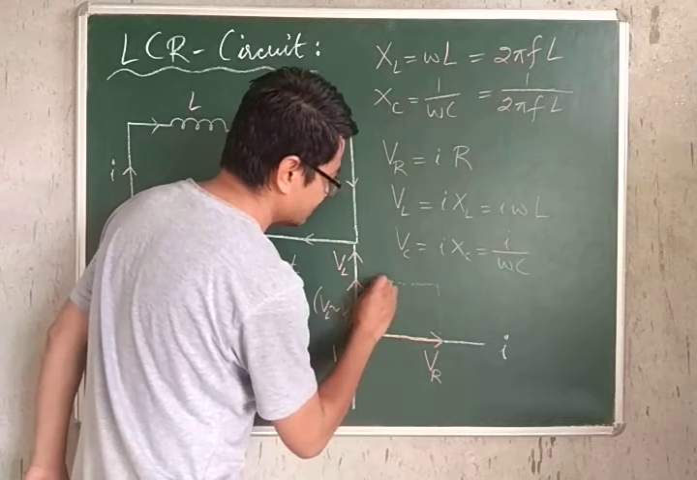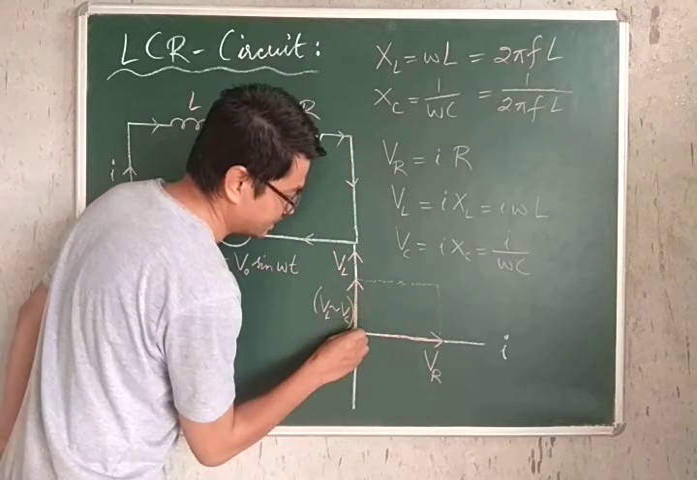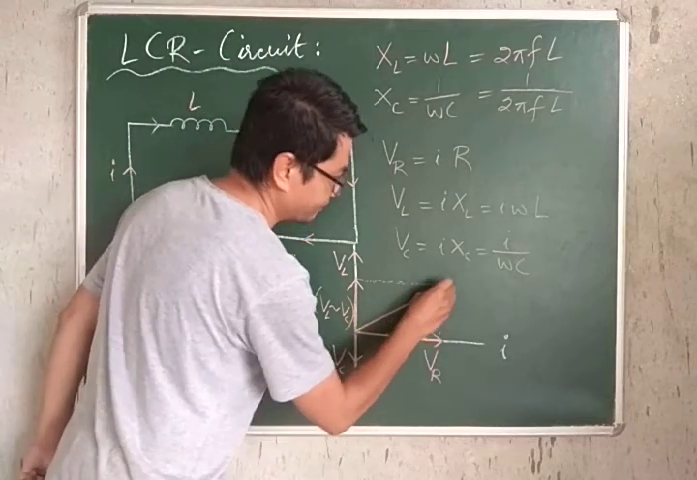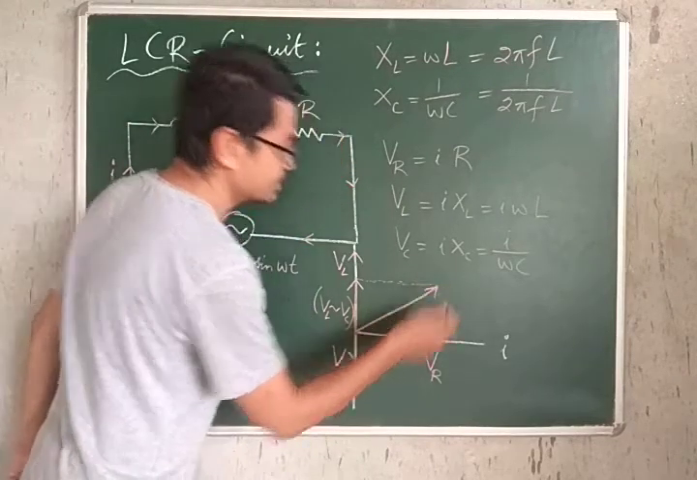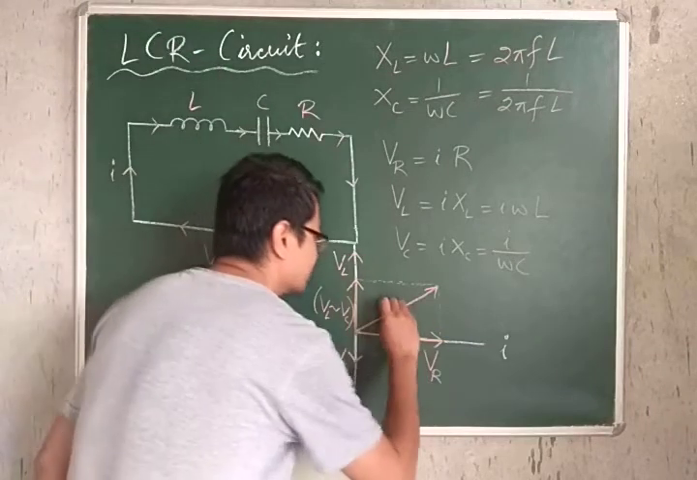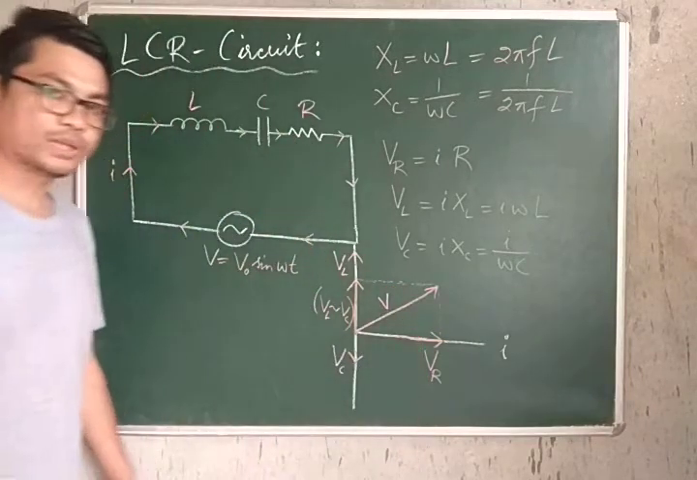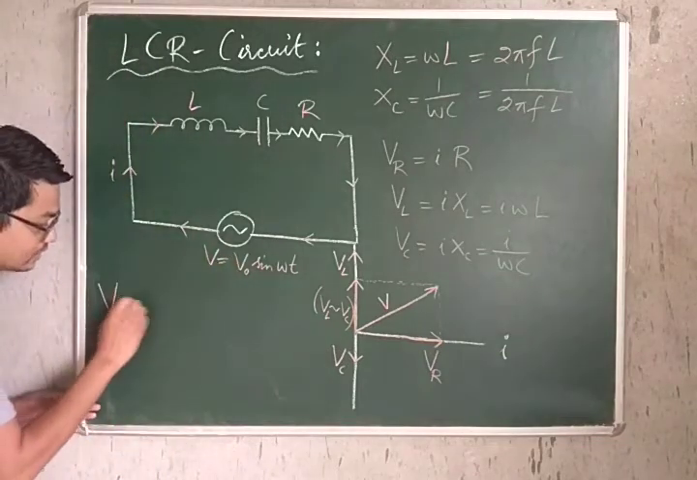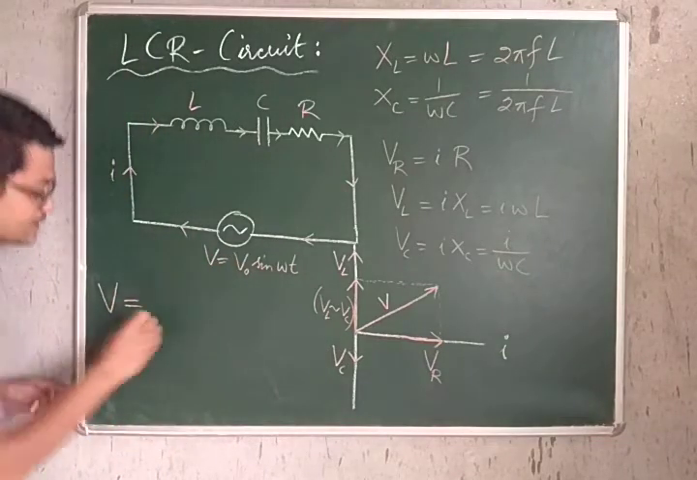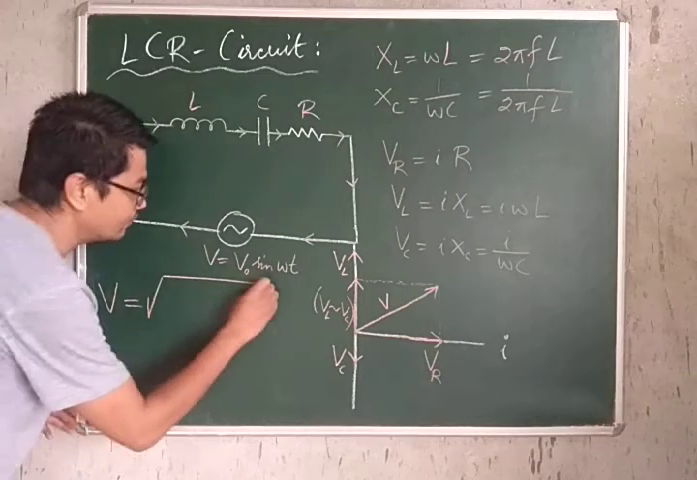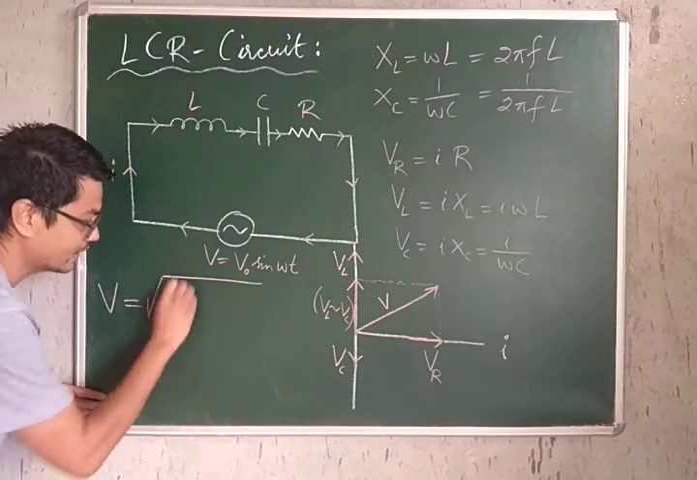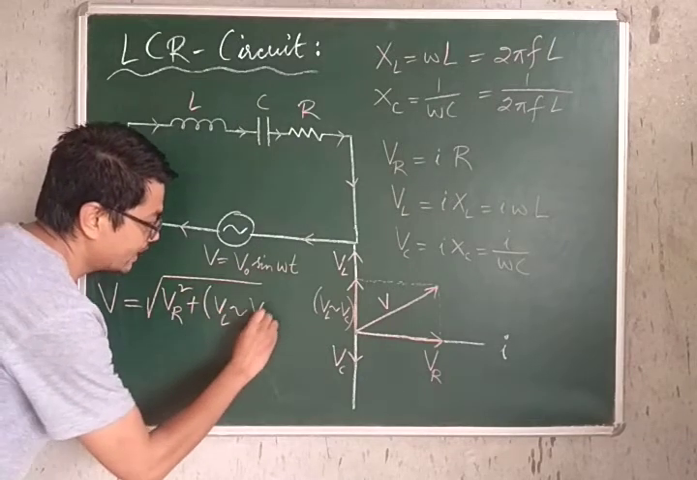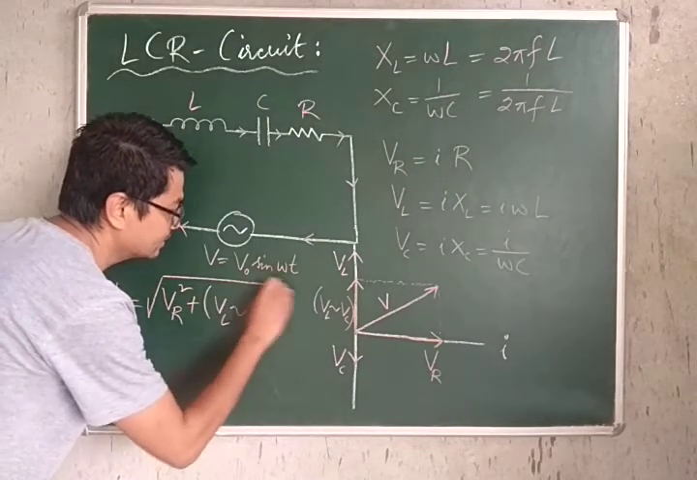So if this is your imaginary parallelogram, then the resultant of these two vectors is here. Let's call the resultant capital V. V is your resultant. So what do we write? The magnitude of V is the square root of VR squared plus VL quack VC whole squared.